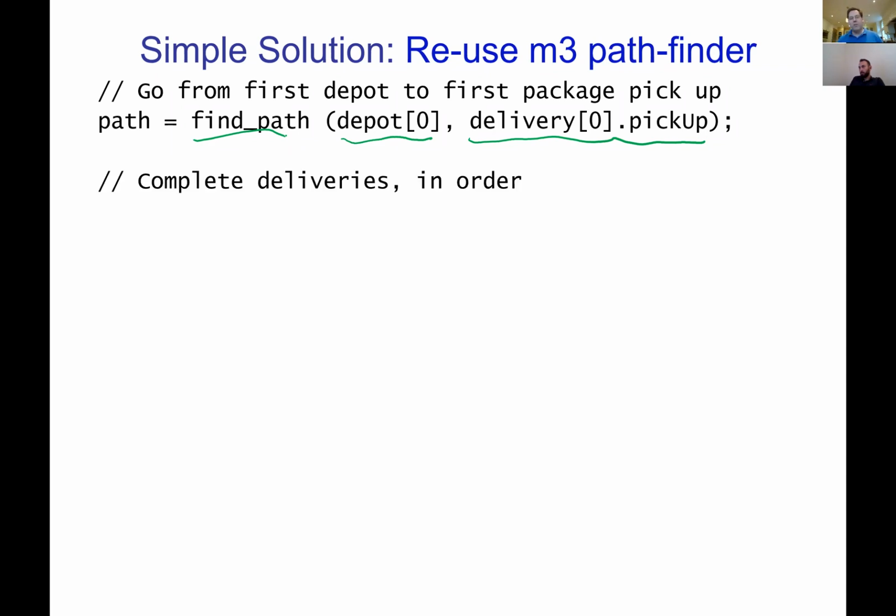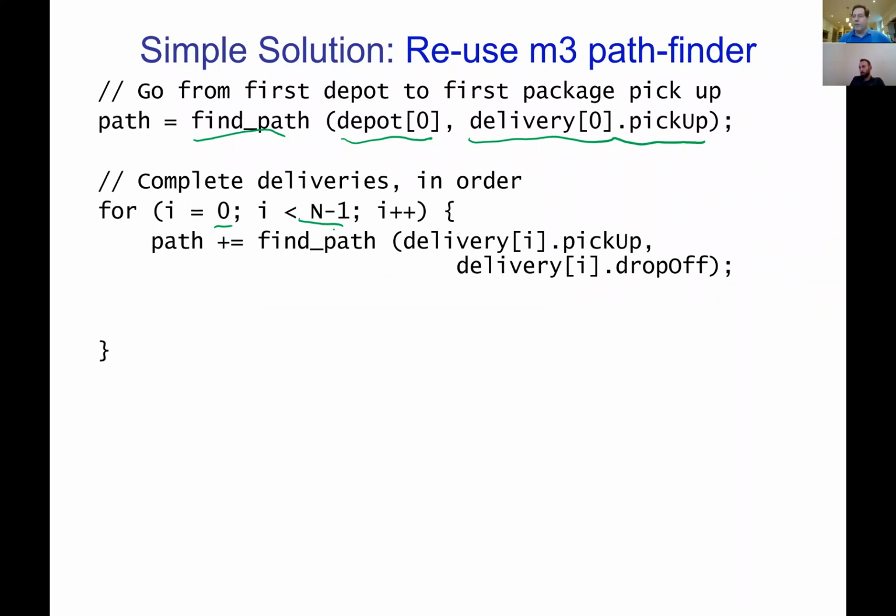Now my simple algorithm, still not worrying about optimization: I'm just going to complete the deliveries in the order they were given to me. I was given N deliveries to make, and if you look into the header file, they're given to me as a vector of deliveries. So I'm going to go through from delivery 0 to delivery N-1. I have this package on my truck and I need to drop it off. So go from where I just picked it up to where I'm going to drop it off, and I need to find the path. So I call my find path function again.